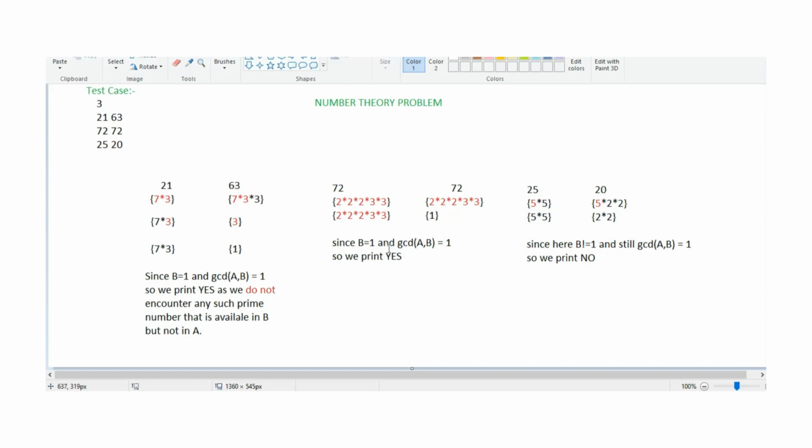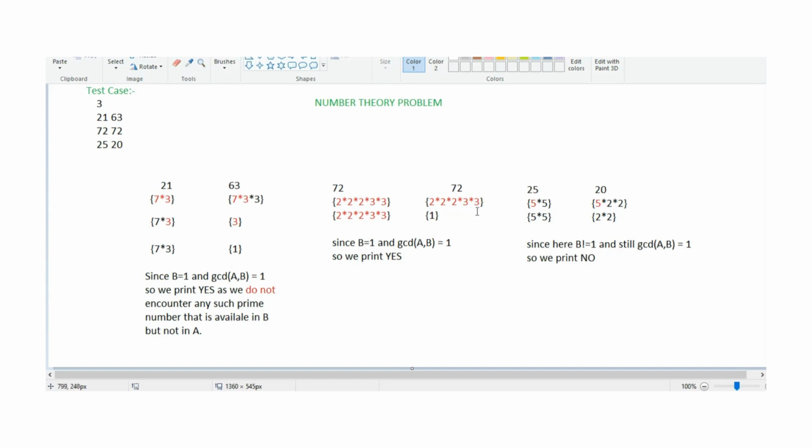Let's see the second example. Here both a and b are the same. It is very simple, as all the factors are the same, so in the first attempt it will divide. If both the numbers are the same, then we simply print yes in this case.